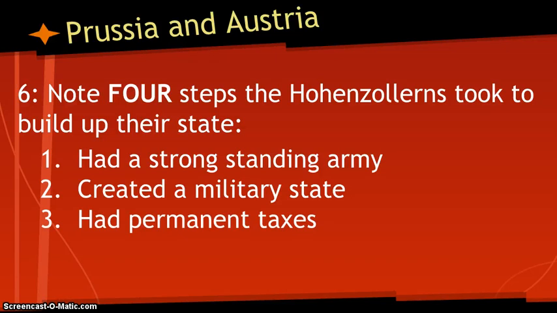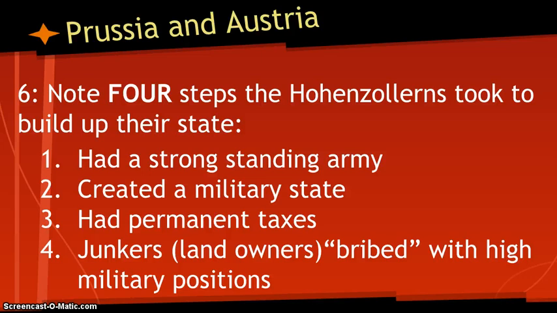3, they had permanent taxes. Oftentimes in the past, people would have taxes for certain periods of time. Over the time period, the taxes would expire, and then they didn't have the taxes anymore. And rulers in particular would raise taxes when they had to fight in a war or do some other kind of endeavor. Now, having permanent taxes helped them be able to pay for the standing army. They had income coming in from their subjects on a permanent basis, not temporary. It was always coming in. So that allowed them to afford to have this large standing army that was so strong.